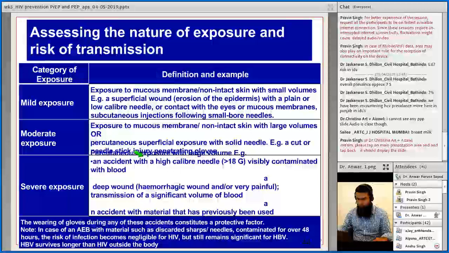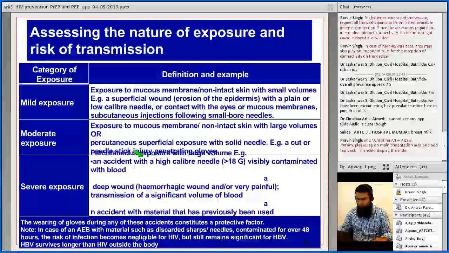Or you are attending a labor and somehow you are not using the protective gear and you are exposed to the fluid, because the amniotic fluid comes out with a gush, and mucous membranes are exposed. Moderate exposures are those which are exposure to non-intact skin with large volumes, or percutaneous superficial exposure with solid needles.